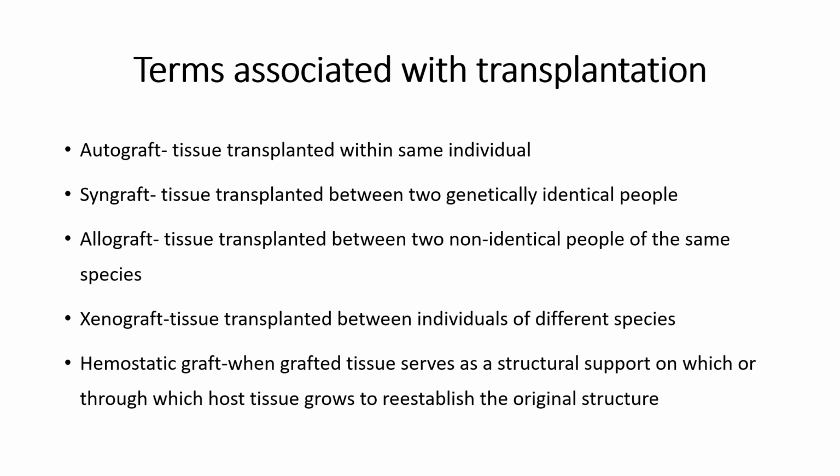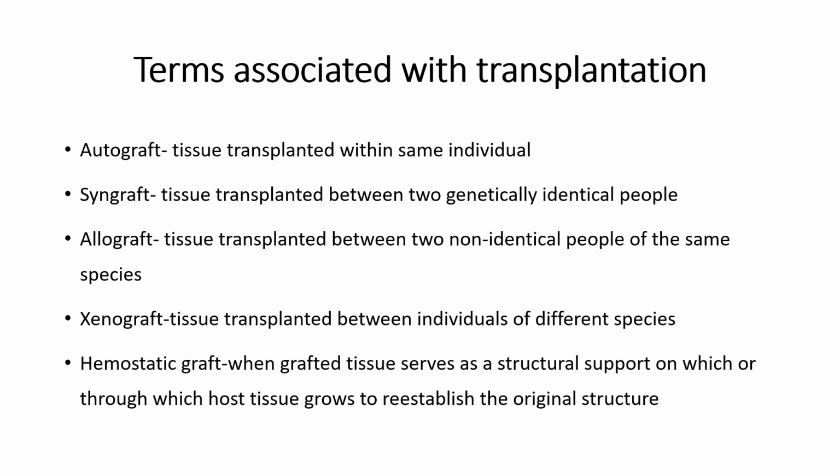Let's start to talk about transplantation. But first there's going to be some terms. An autograft is when tissue is transplanted within the same individual. An example of that would be a tendon graft. A syngraft is when tissue is transplanted between two genetically identical people. That would be bone marrow transplants.